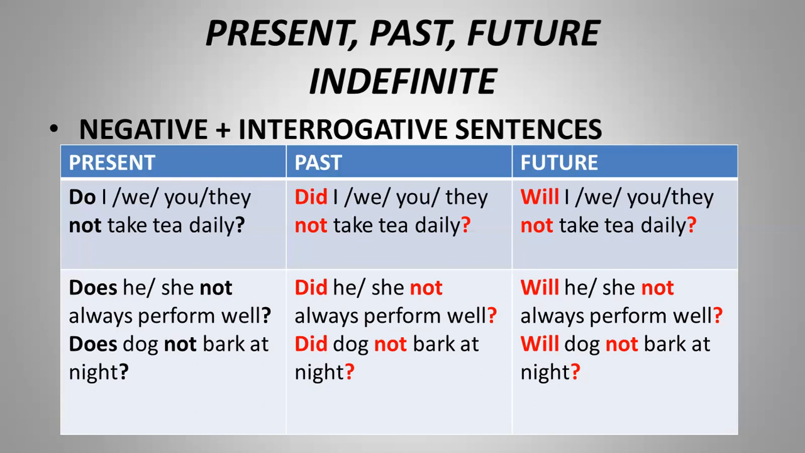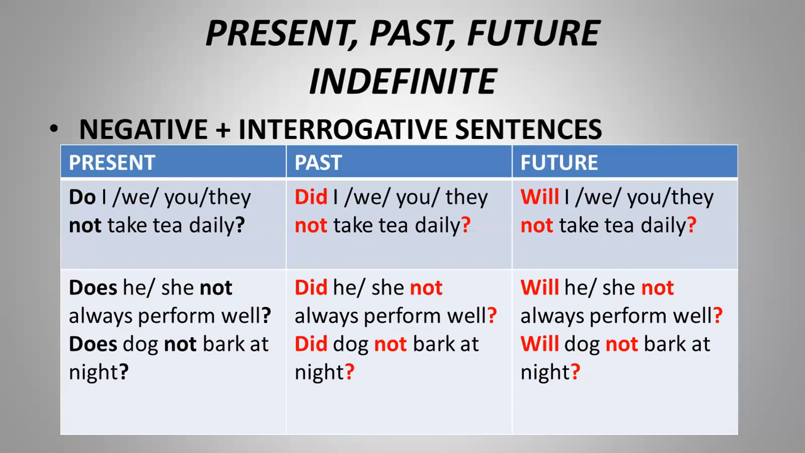Followed by question mark. In past, similarly, we shift from do to did, and rest is the same. Did I not take tea daily? Followed by question mark. For third person singular, again did, there's synchronization between third person singular and other persons in past form. Did he not always perform well? Did dog not bark at night?